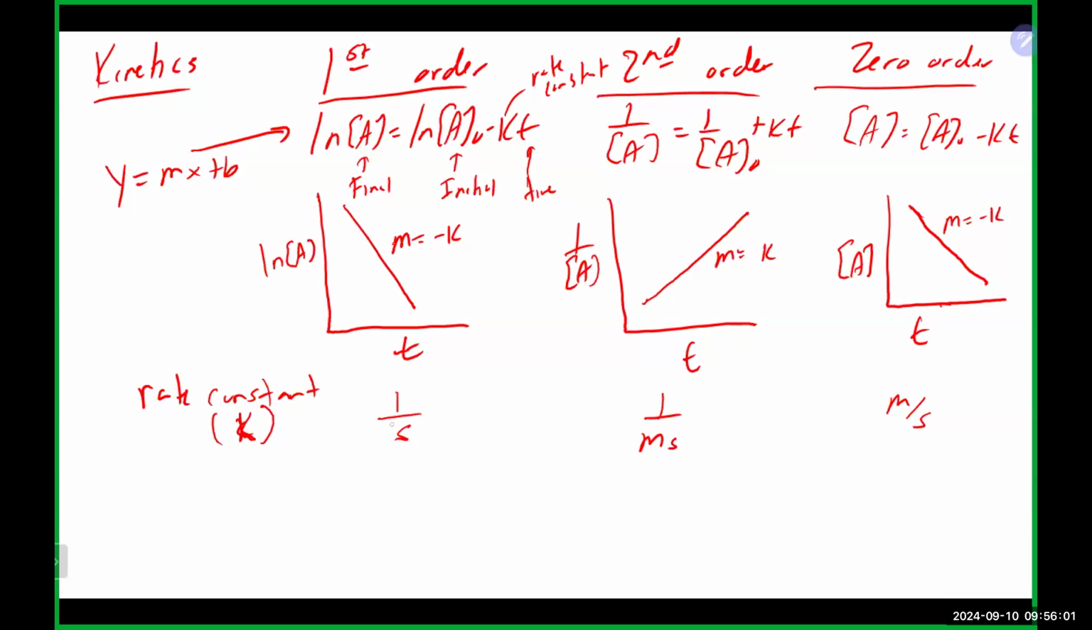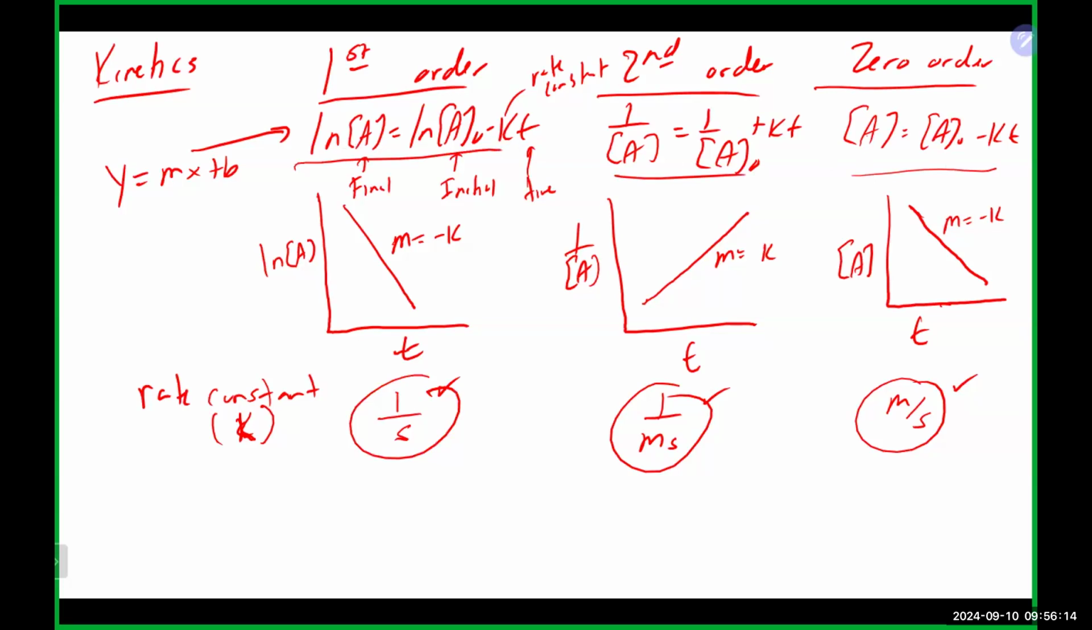So if they don't tell you the order of the reaction you're dealing with, but do give you the value of the rate constant and, more importantly, the units, that will help you choose which one you should use in your calculation.